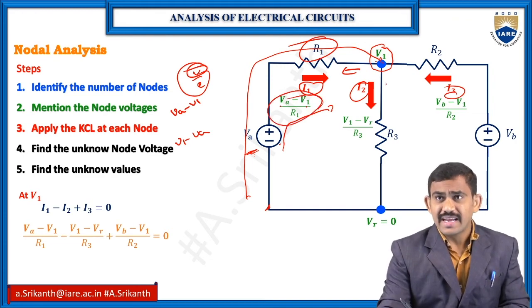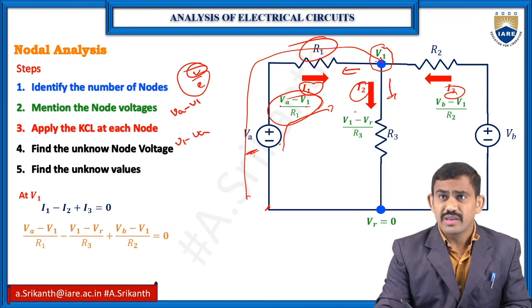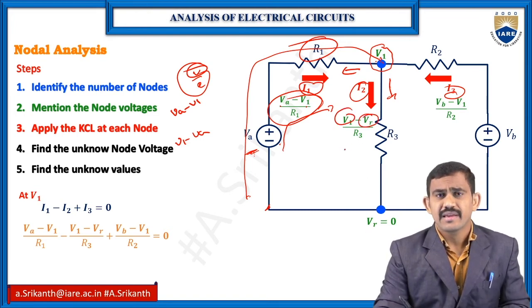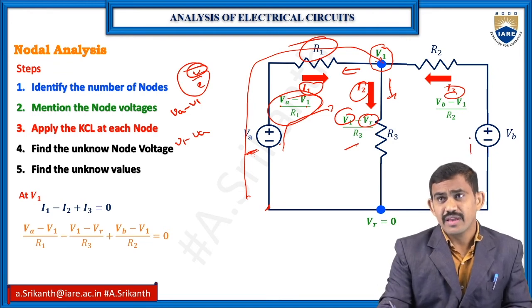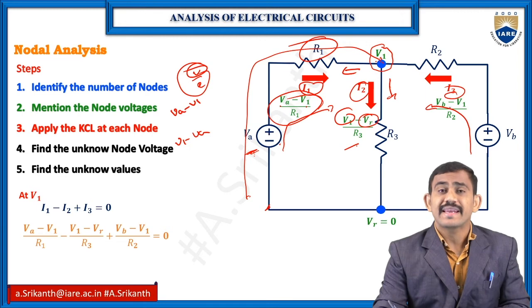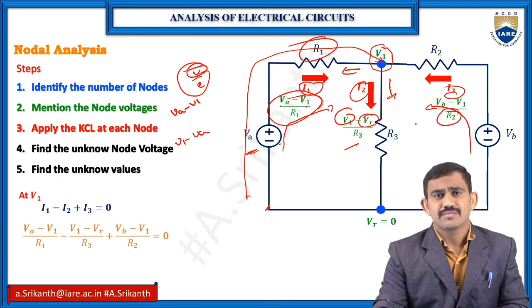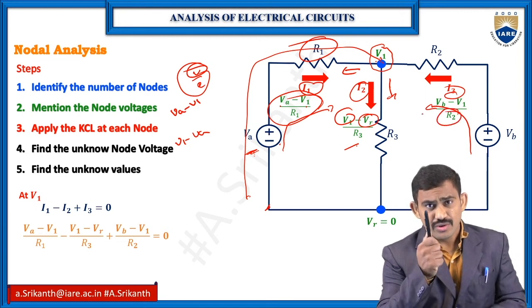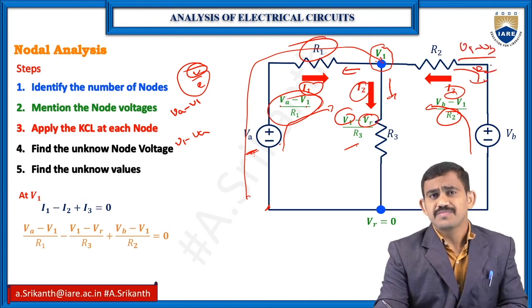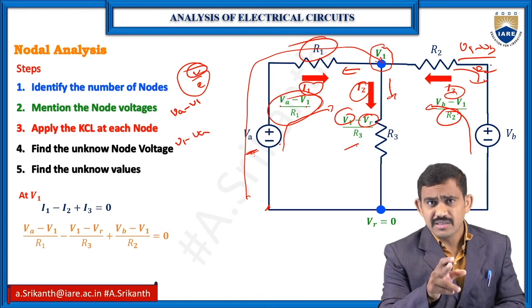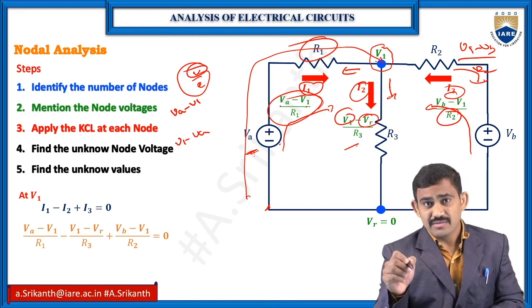Same thing here. The current direction is downwards, so that is V1 to VR. So V1 minus VR by your R3. Coming to here, the direction is VB to V1, so VB minus V1 by R2. Guys, remember which direction we have. Suppose the direction is this direction, then V1 minus VB by R2. So depending upon direction, we'll get a different value.